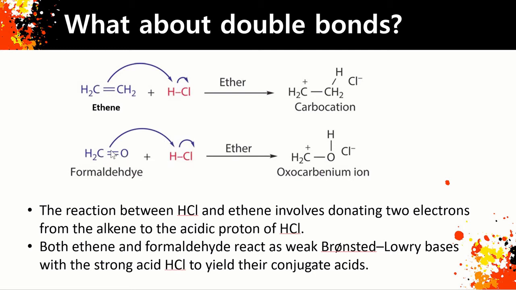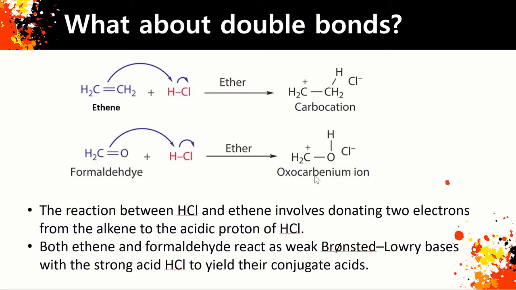And another double bond is that of formaldehyde. So the arrow starts here and it ends on the hydrogen again, and the hydrogen chloride bond is broken and we form the chloride ion again in the presence of ether.